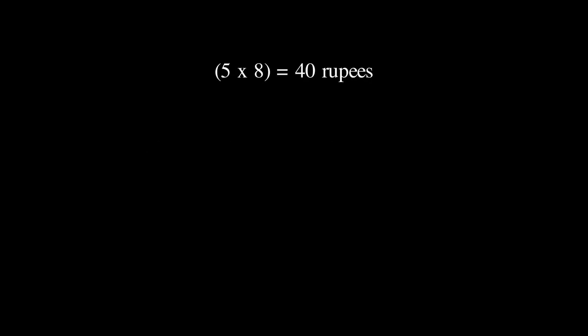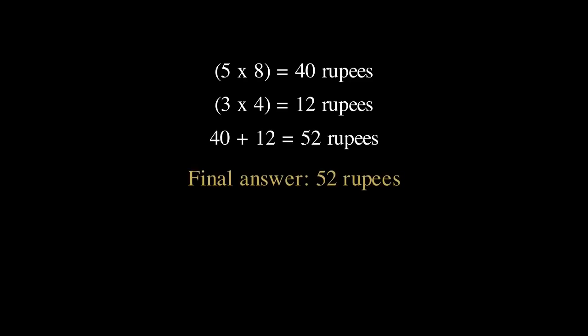Inside the first bracket, 5 apples at 8 rupees each comes to 40 rupees. Inside the second bracket, 3 oranges at 4 rupees each comes to 12 rupees. Now we add the 2 bracket results together. 40 rupees plus 12 rupees gives 52 rupees.